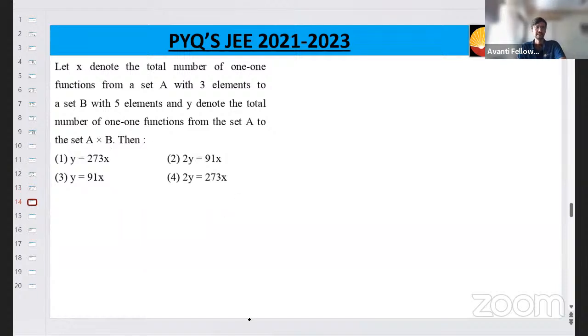This one. Let X denote the total number of 1-1 functions from a set A with 3 elements and set B with 5 elements. And Y denote the total number of 1-1 functions from set A to set A cross B. Then, what will be X equal to? X will be equal to 5C3 into 3 factorial. I hope you know functions.